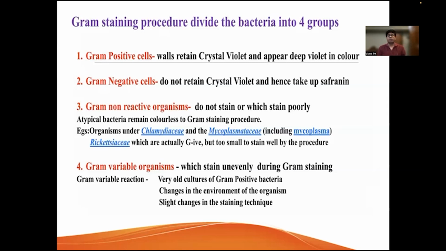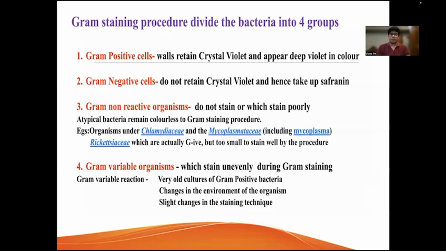And gram-variable organisms are the fourth group. It means very old cultures of gram-positive bacteria, changes in the environment of the organism, or slight changes in the staining technique. These are the four groups after the gram staining procedure.